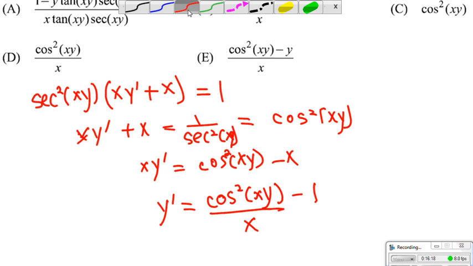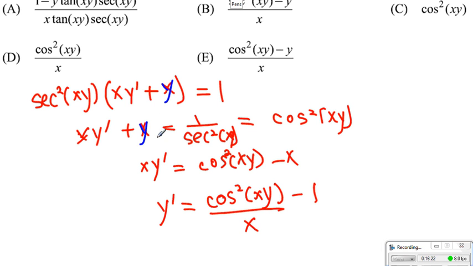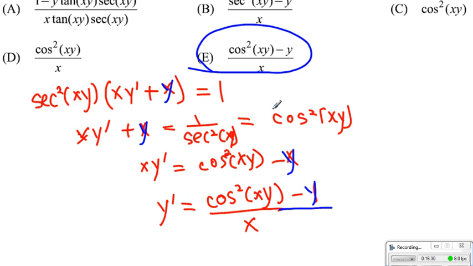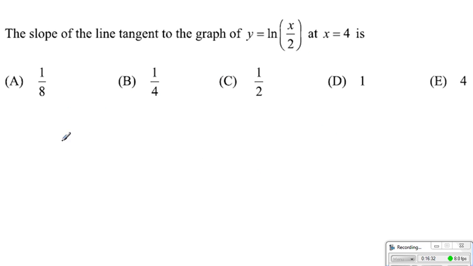Sorry about that, I made a silly mistake here. This one must be y, which makes this one as y, and this one also makes it as y. So therefore our final answer becomes choice E. Alright, let's go for the next question.